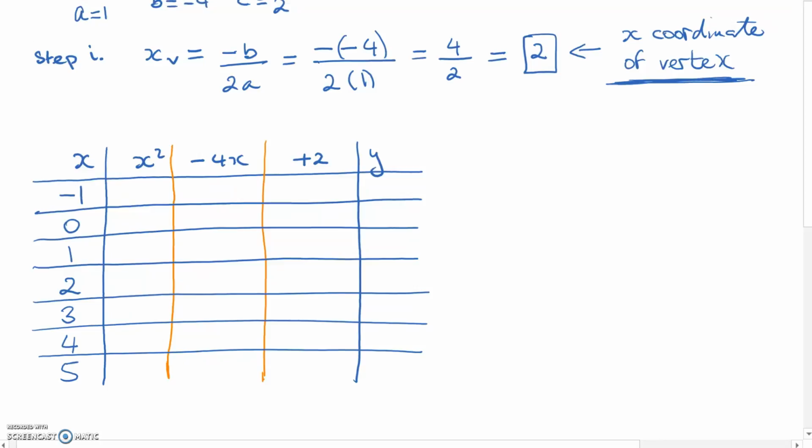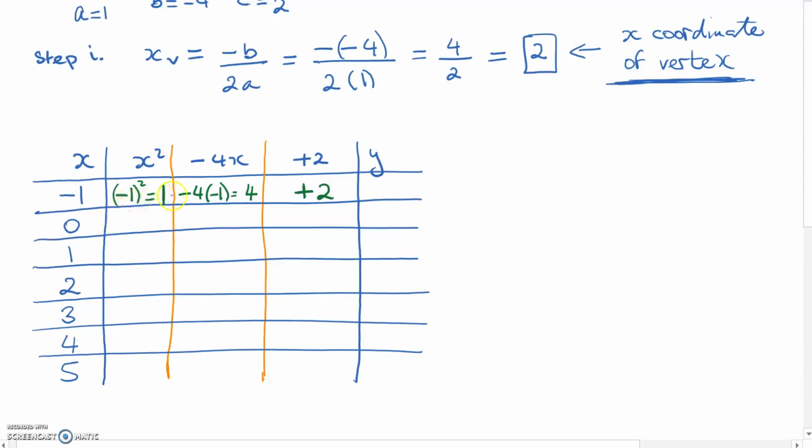Right, let's move to a different color pen for a moment. Now what I want us to do is fill in each of these columns. On the first row with the negative 1, negative 1 stands for x. So we're going to have negative 1 squared, which is plus 1. Then negative 4 times negative 1, which is plus 4. And then plus 2. There's no x here, so it's just plus 2. Okay, so let's do that the whole way down.